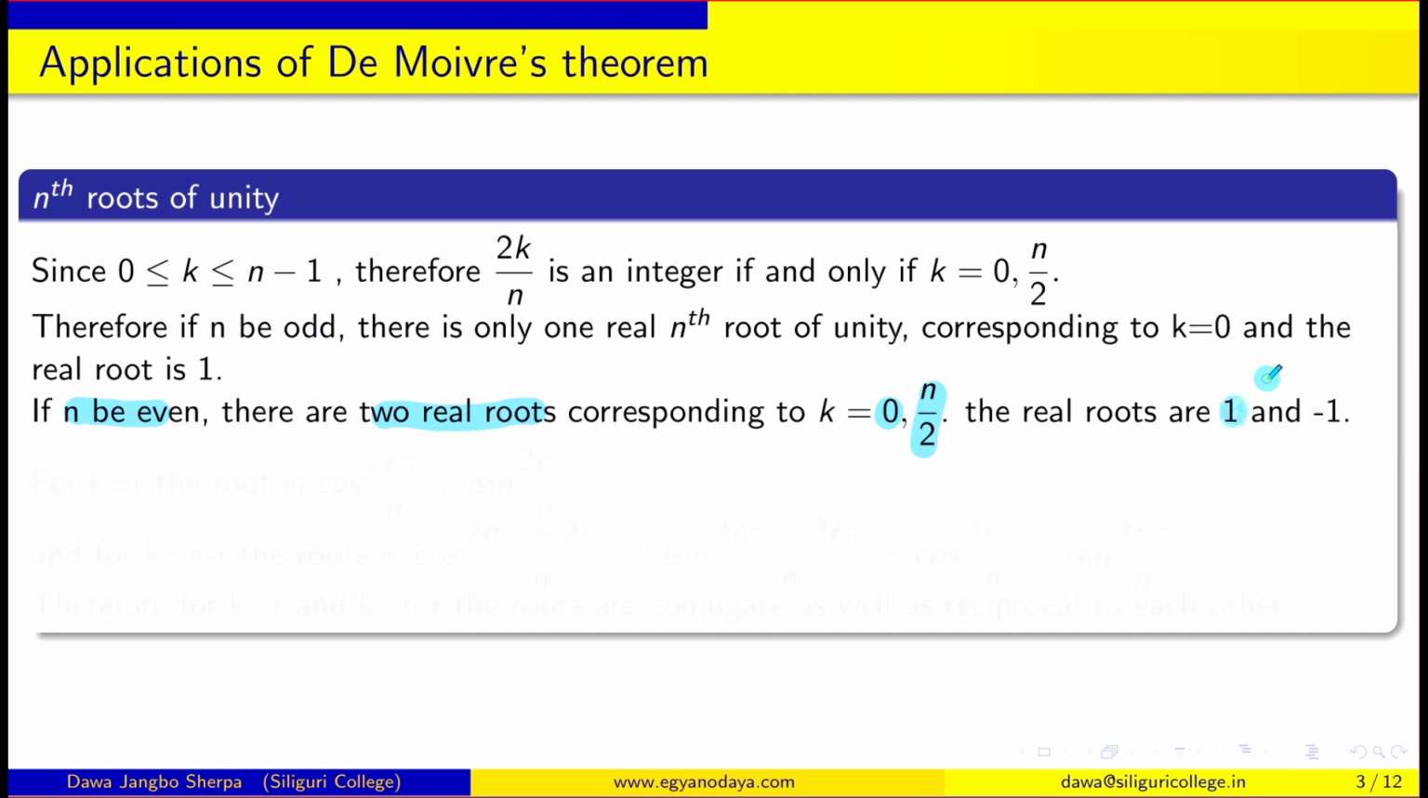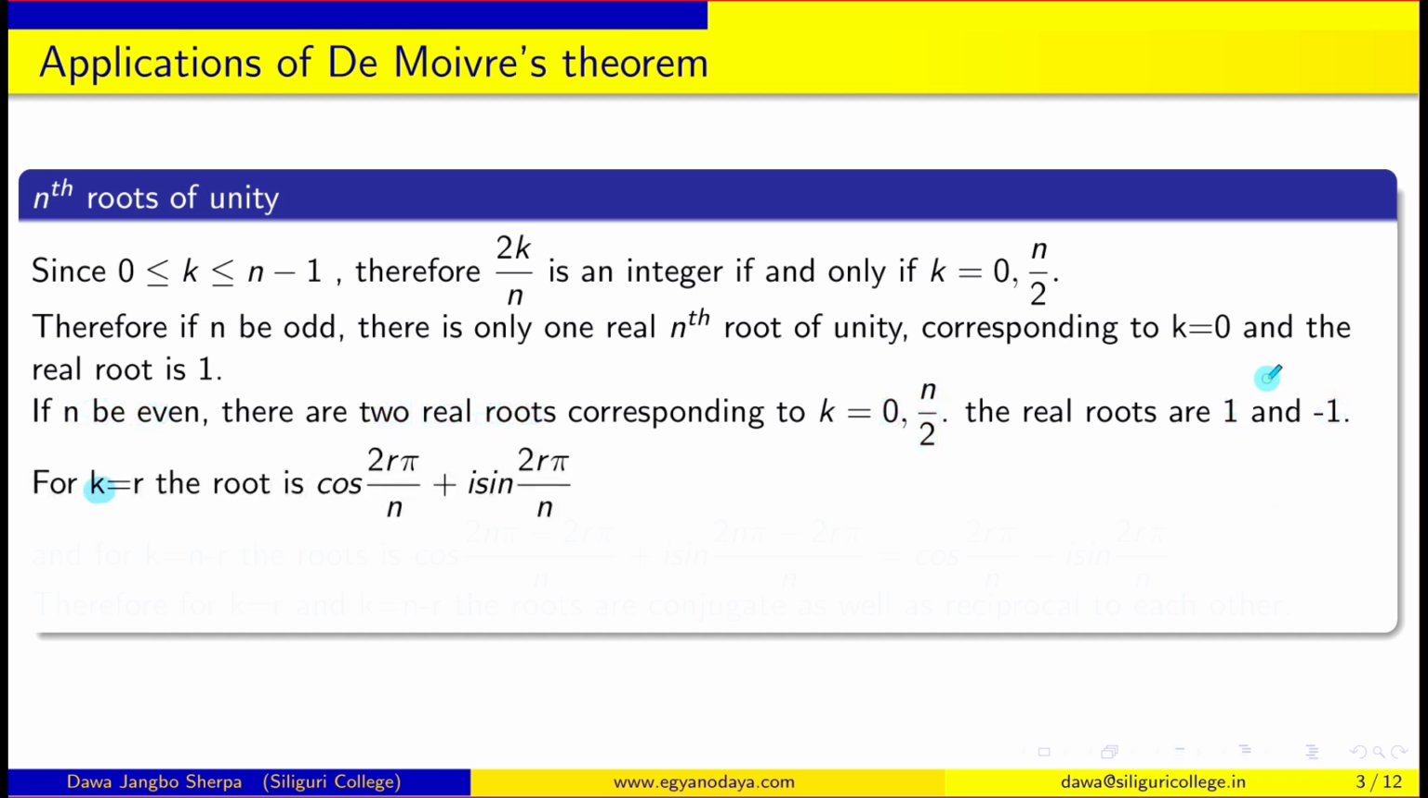The real roots are 1 and minus 1, because of cos (2kπ by n) plus i sin (2kπ by n). Here if we put k equal to 0, sin 0 is 0 and cos 0 is 1, so we get the value 1. And if we put k equal to n by 2, it will be cos π, and here the sine portion will again be 0 and cos π is minus 1. So these are the two real roots.